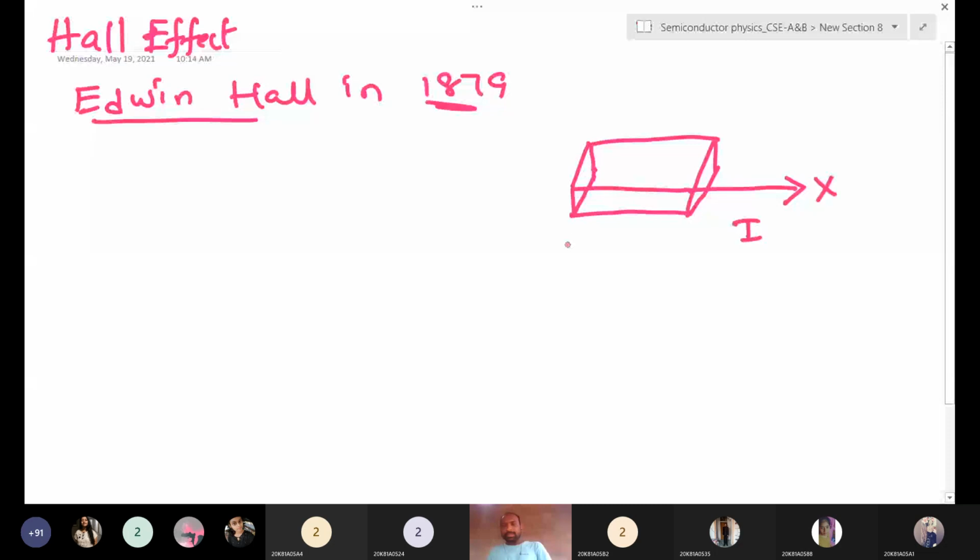Here we will give the directions. This is the y direction, and this is the z direction. It is just like a brick, like house building bricks. You take a sample like a brick, three dimensional.